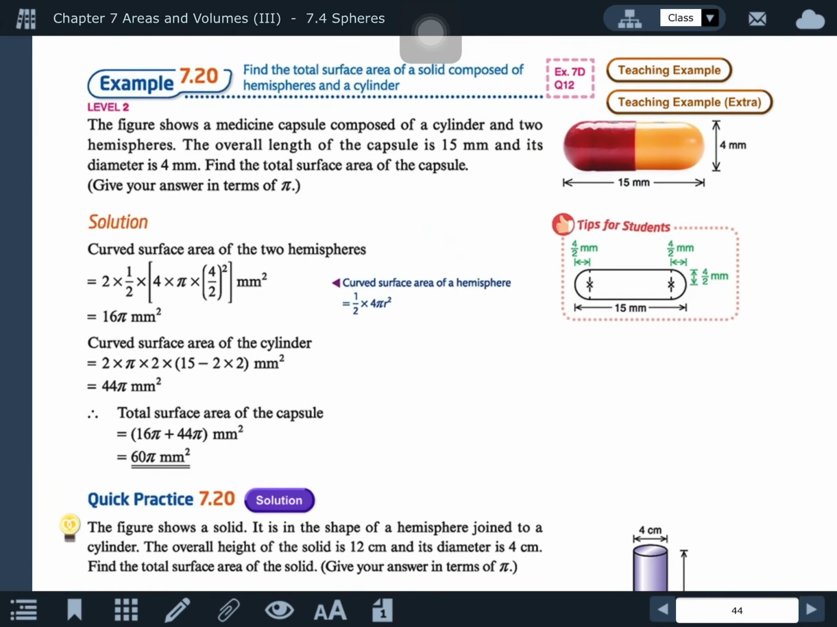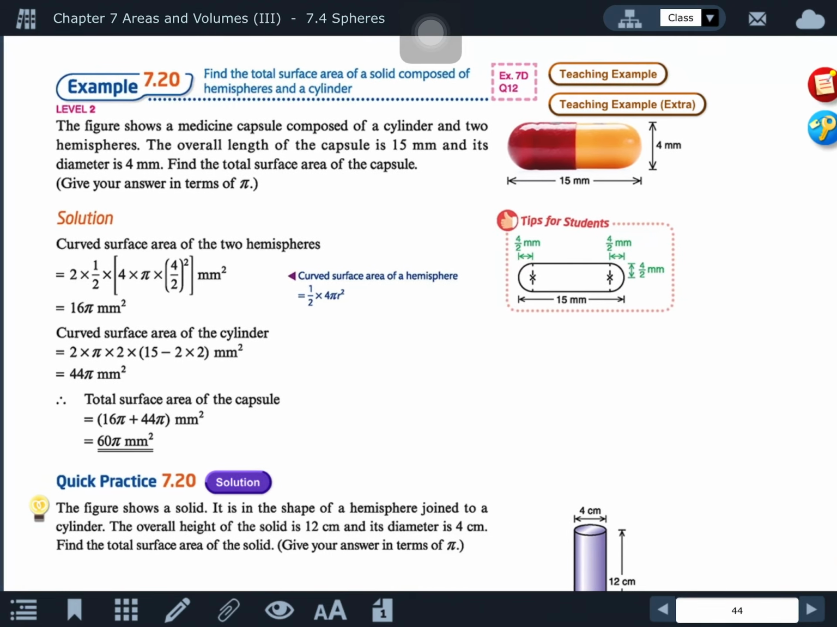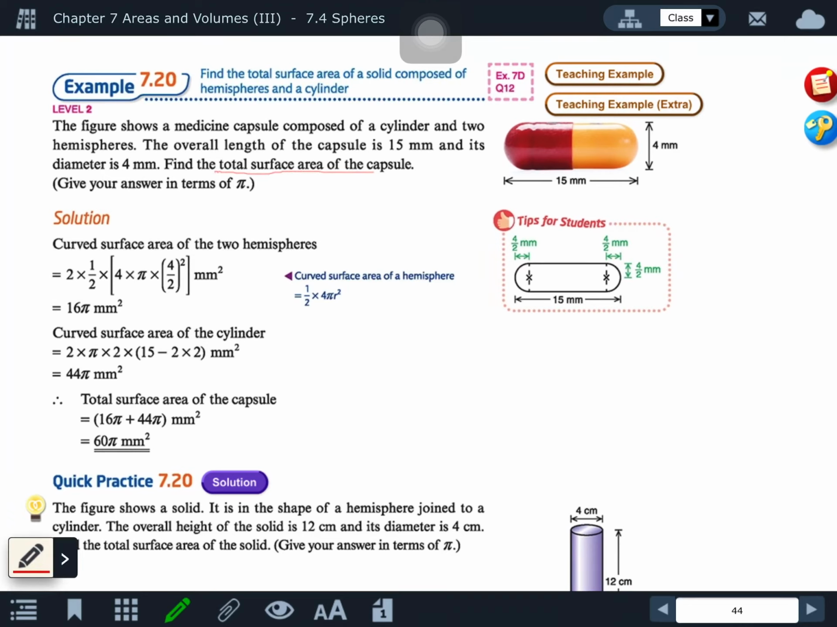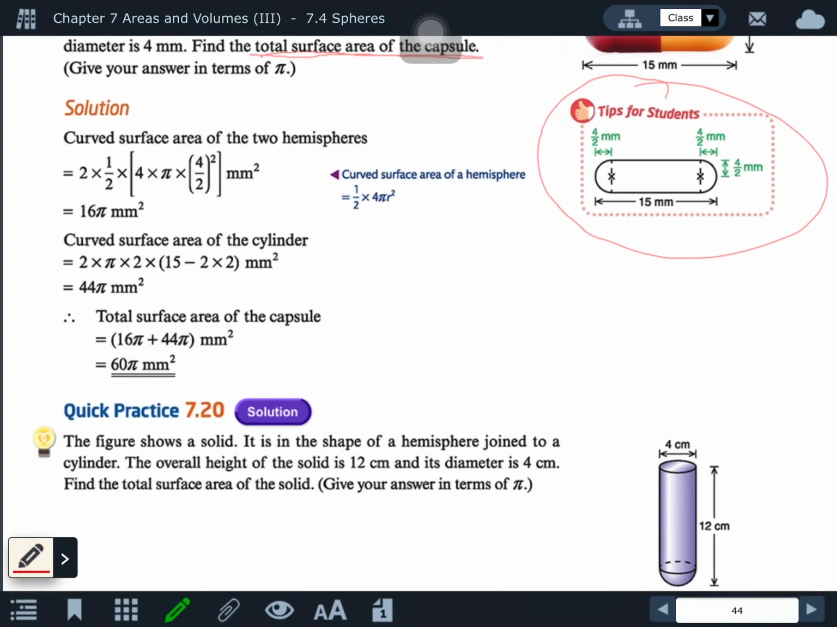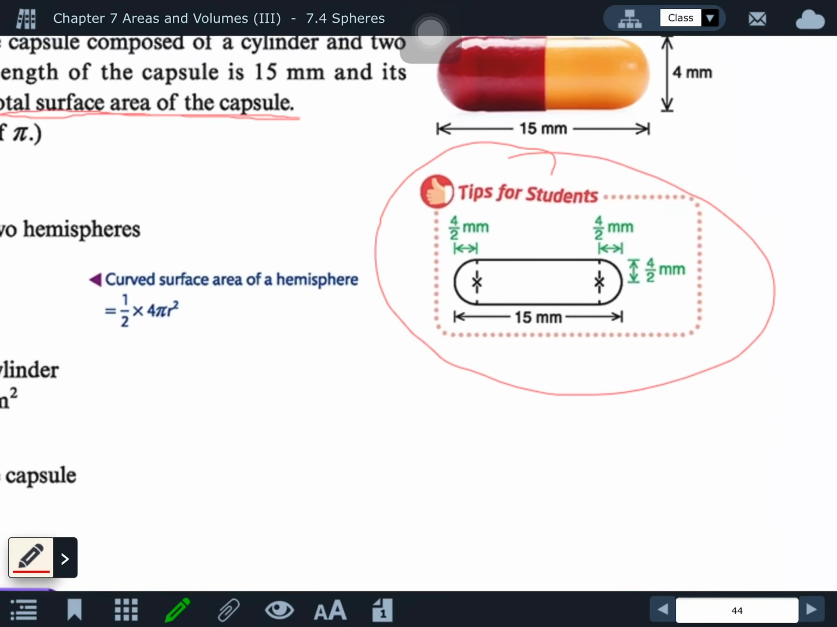Okay, so the last example for today, you will see that we have a capsule, and we need to find out the total surface area of this capsule. The first time you see this question, you will find it very weird, and you will be curious about how to calculate this kind of thing. But if we look at the details, I think this is a very good figure to show you how to find this kind of surface area.